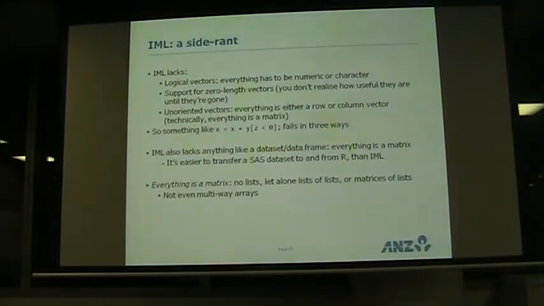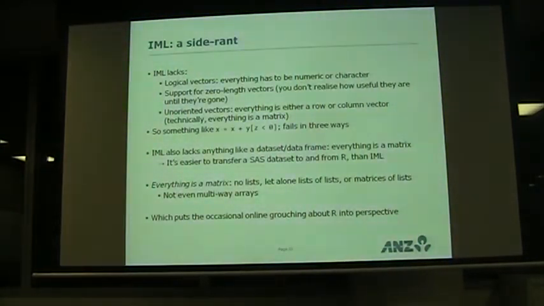Multi-way arrays, we keep in Fortran-style, which kind of puts the occasional online grouching about R into perspective. So I think various people have been saying R is too old and too slow and whatnot. So I guess I'm thinking, we have it really good. Don't worry too much.